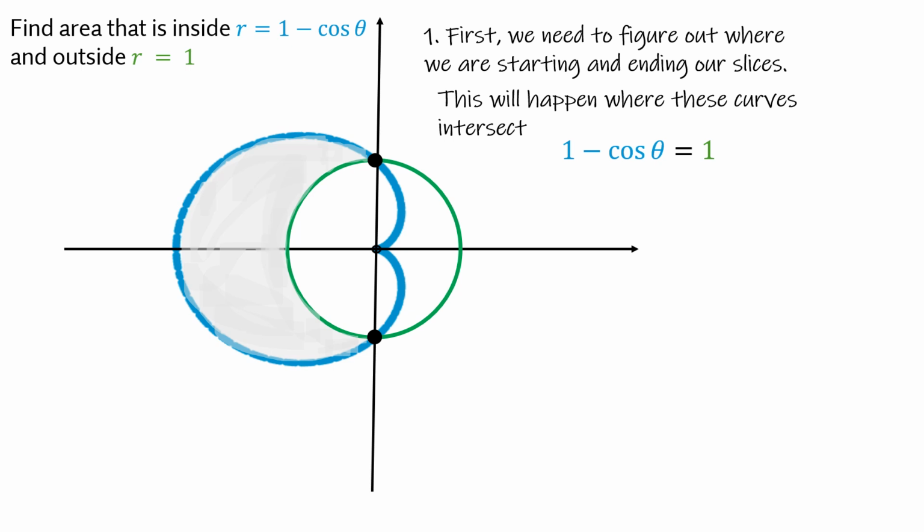So all we need to do is solve when these intersect, which is when 1 minus cosine theta equals 1. So cosine theta equals 0. And so we know that that's going to happen when our angle is at pi over 2 and 3 pi over 2.